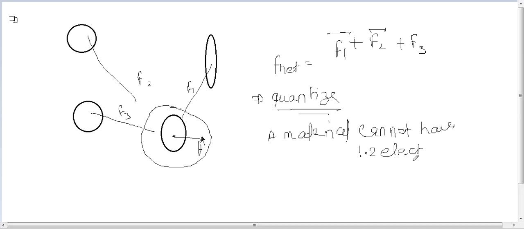We'll see some applications of this. These are quite simple concepts. You'll see the applications in questions when we explain numerical problems.